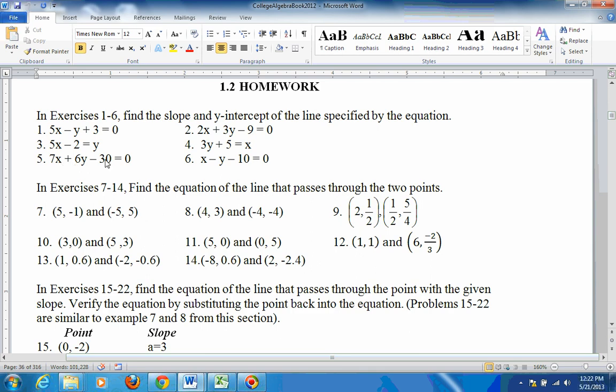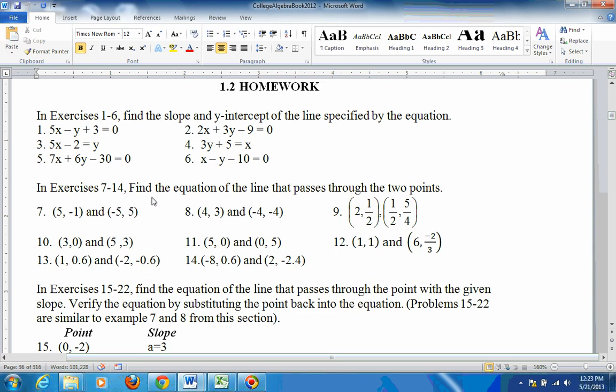So in this one, take the 7x and the minus 30 to the other side. You get 6y equals negative 7x plus 30, and then divide through by the 6. So these you're solving for y, and then you're getting the slope and the y-intercept, and you could even use Excel if you wanted to, but you have to solve these for y. So there's nothing new there.